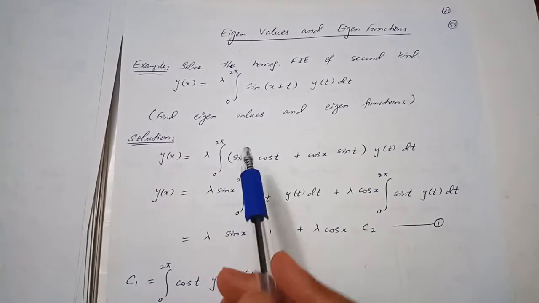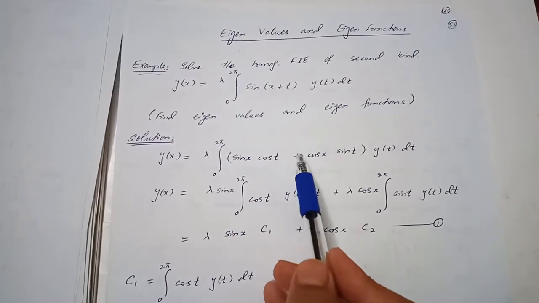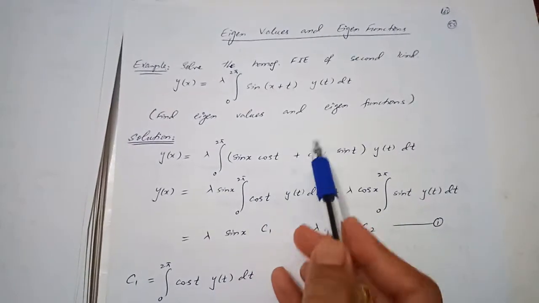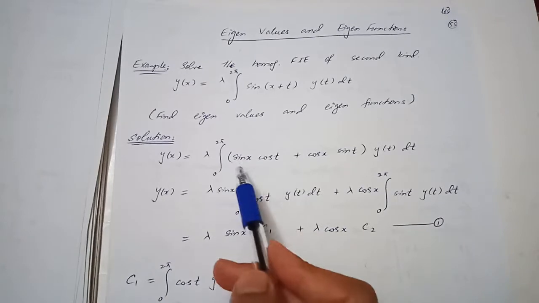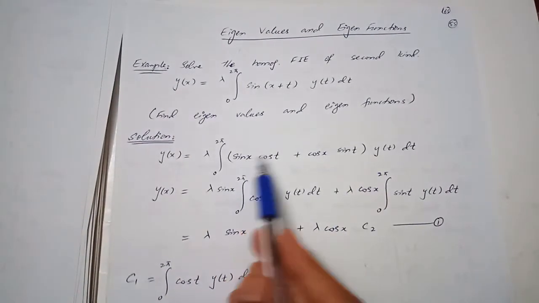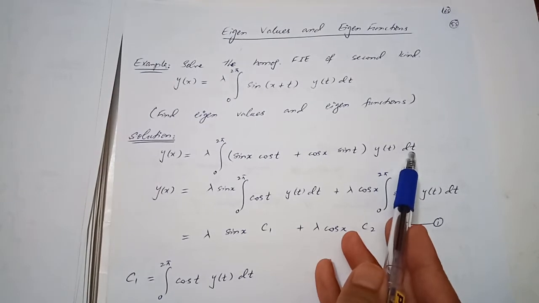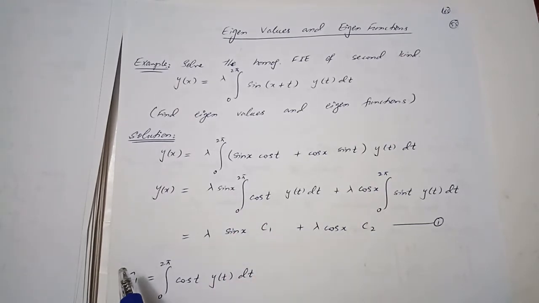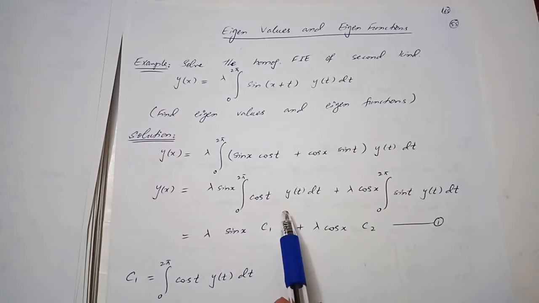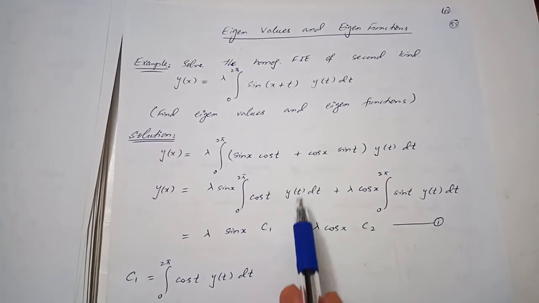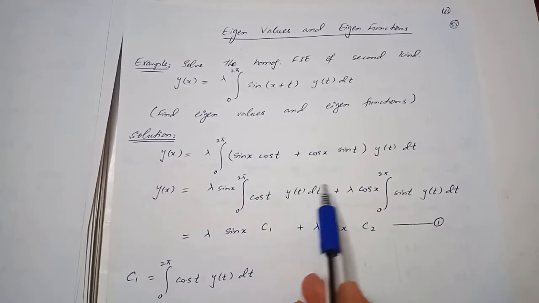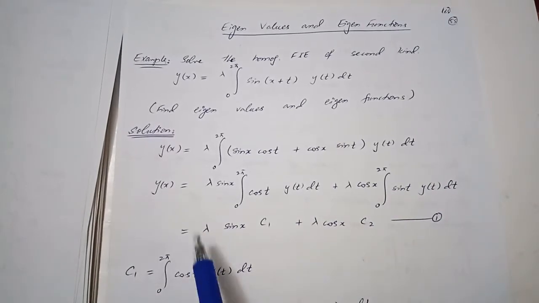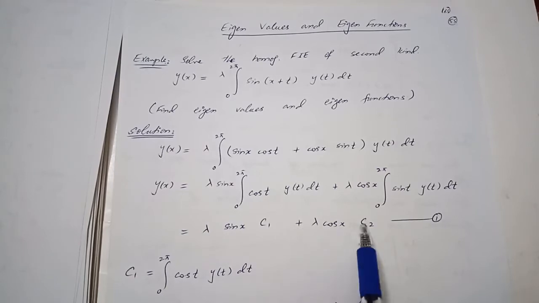After using the trigonometric identity, I have separated the integral into two parts because these two functions are adding up. So the integral will be on the first part plus the integral on the second part. This integration depends on t, so you can take the x-variable functions outside. Using the method of degenerate or separable kernel from last time, we take this complete integral as c1 and this complete integral as c2. We got y(x) = λ sin x c1 + λ cos x c2, equation number 1.